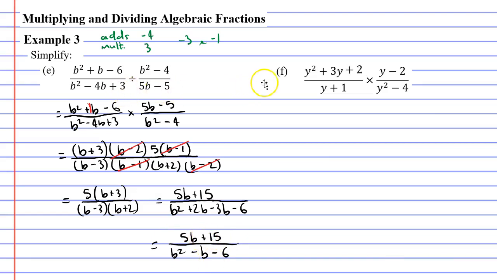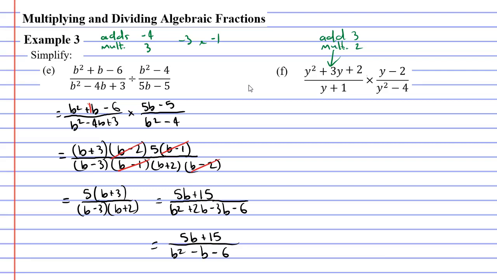All right, we'll move on to our last question, question F. We're multiplying two fractions. So as we combine the two fractions, we're going to factorize them at the same time. So we'll focus first here on our monic quadratic. We've got a 3 in the middle and a 2 at the end. That means that we need two numbers that add to make 3 and multiply to make 2.